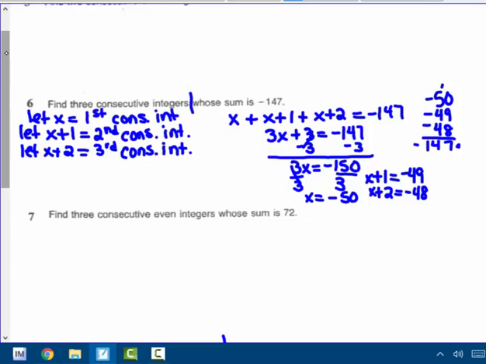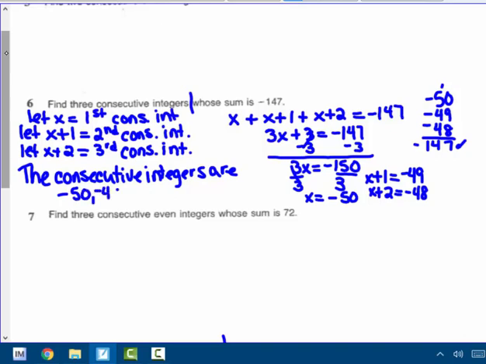Here's my little mini check. Find three consecutive integers. The consecutive integers are negative 50, negative 49, and negative 48.